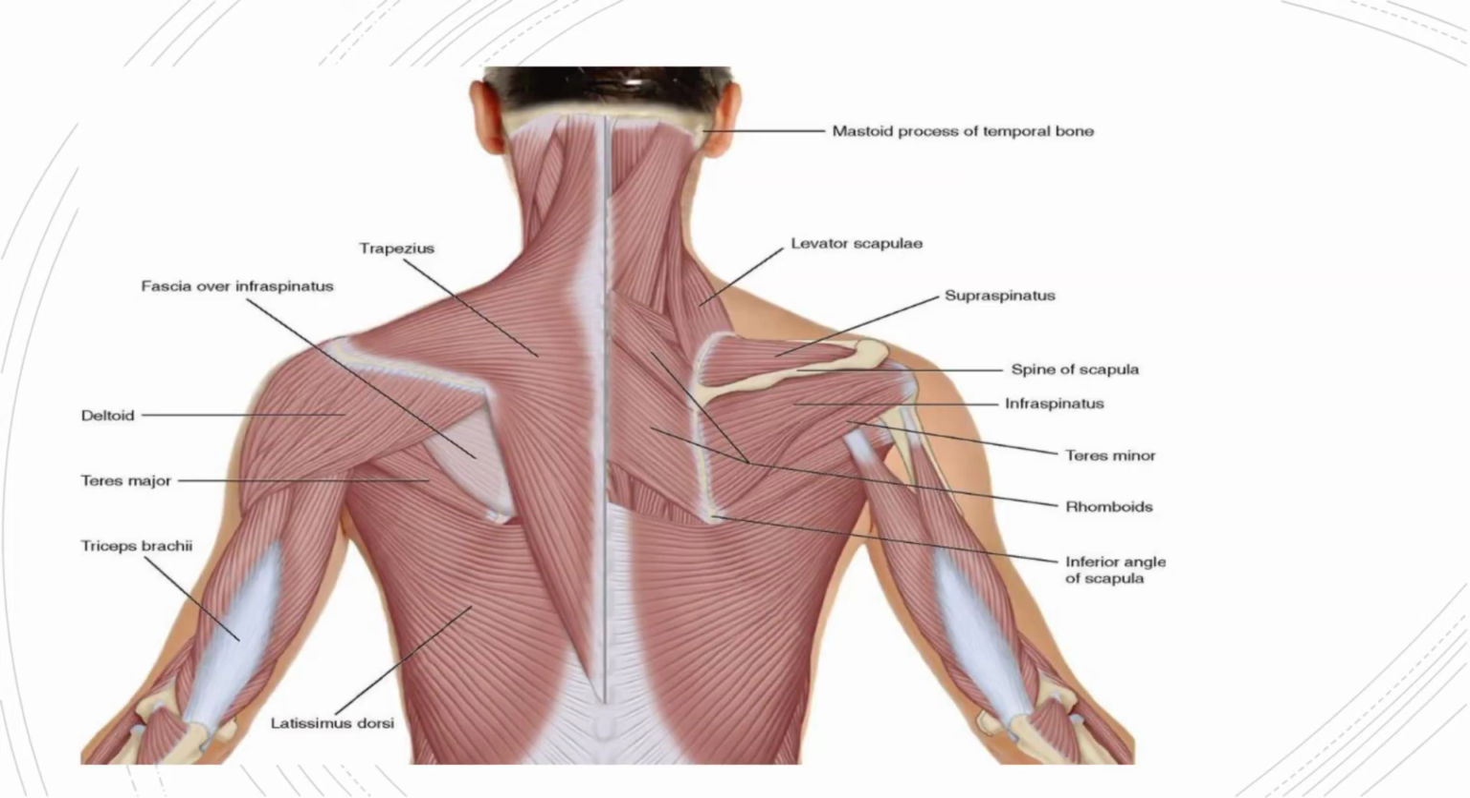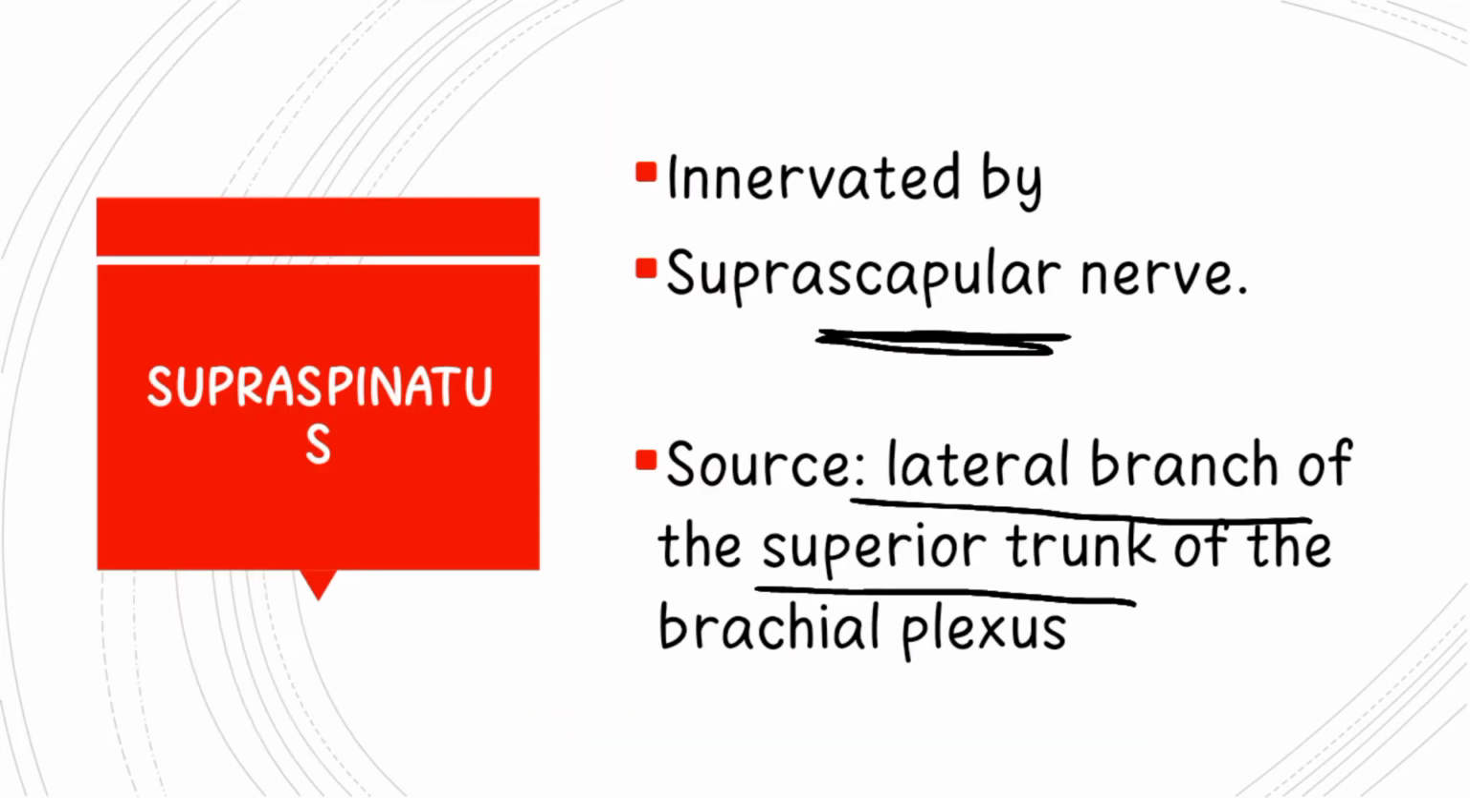If you look at this diagram that I have here, you will notice that yes, this is the supraspinatus. It's a small muscle here, a triangular muscle. It's found at the posterior region of the scapula. It's found on top of the spine. This is the spine of the scapula.